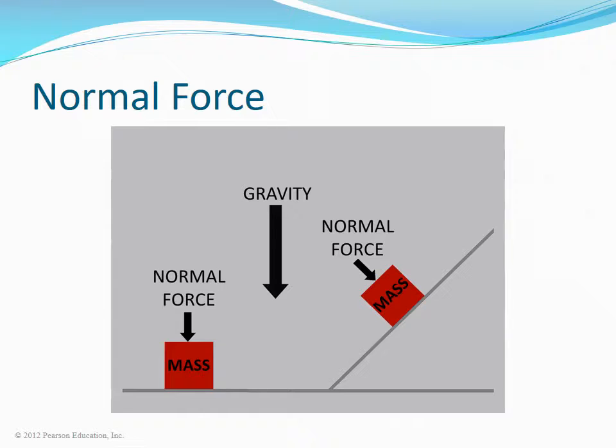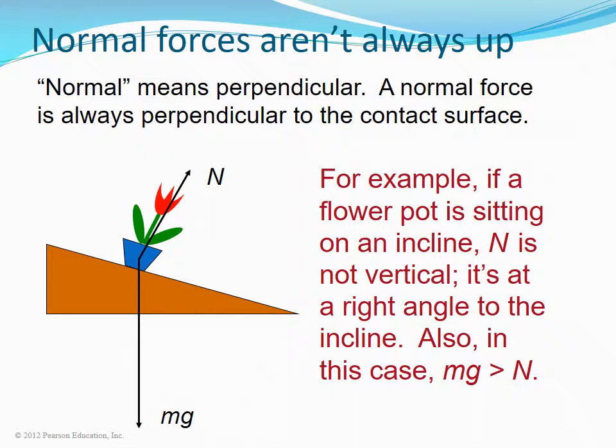The normal force is always perpendicular to the surface on which the objects rest. The normal force is not always opposite the direction of the force of gravity. The normal force of the mass sitting on the ramp is perpendicular to the surface of the ramp. Normal means perpendicular. A normal force is always perpendicular to the contact surface. For example, if a flower pot is sitting on an incline, N is not vertical. It is at a right angle to the incline. Also, in this case, mg is greater than N.